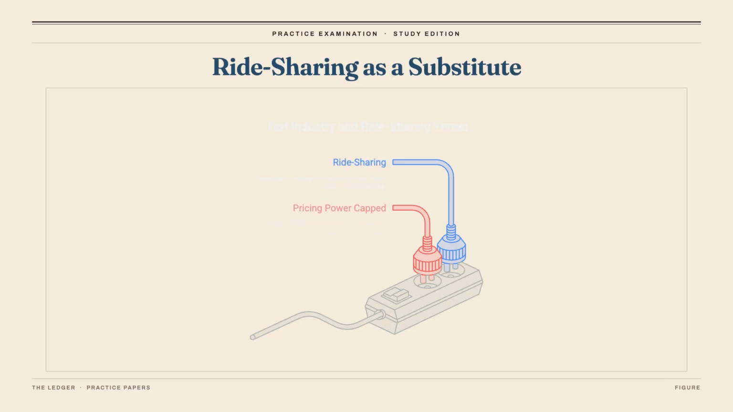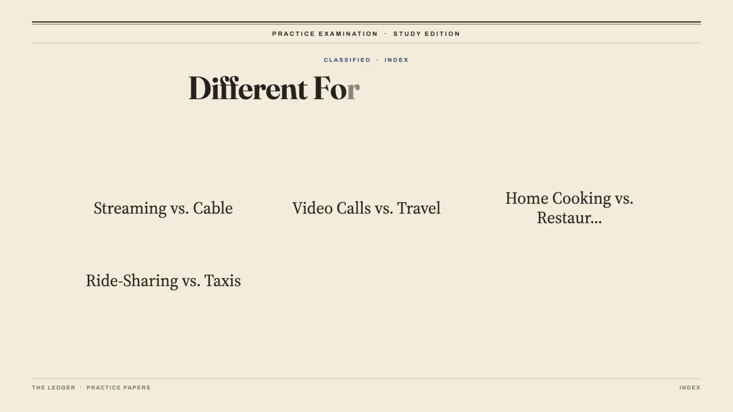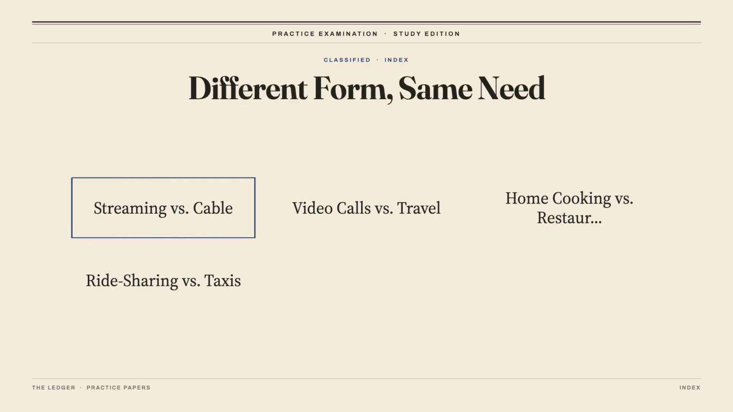As ride-sharing grew, it did not enter the taxi business. It offered a different way to satisfy the same demand. Taxi firms found their pricing power capped because customers facing a bad fare had a genuine alternative a few taps away. This pattern repeats everywhere.